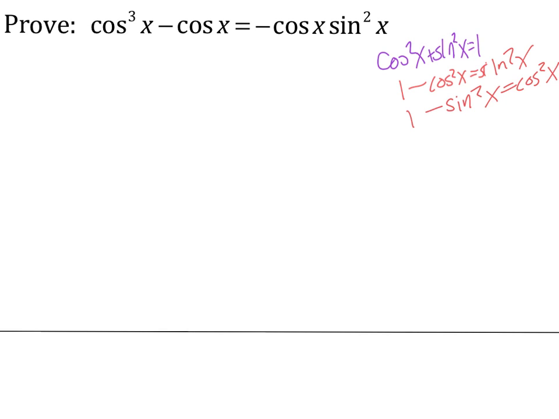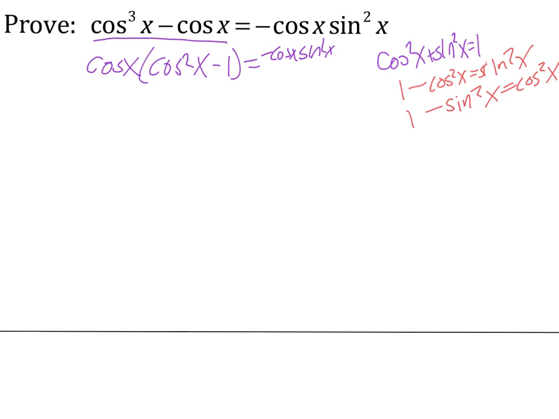Second thing that I notice is that both of these pieces have a cosine x. I have to be able to factor, and in this case I'm going to apply that factoring. I'm going to take a cosine x out, and I'm left with cosine squared x minus 1. And that's equal to negative cosine x sine squared x.